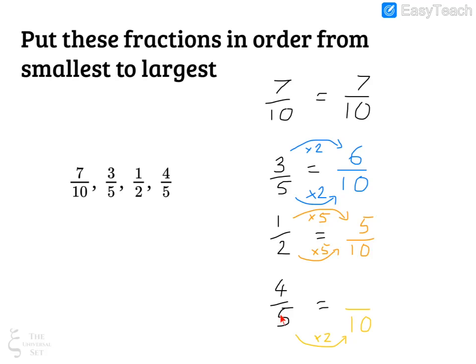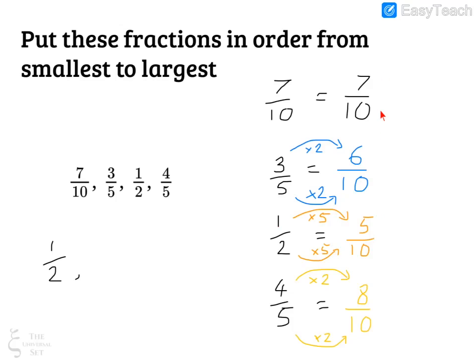Last one then, 5 multiplied by 2, well that's 10. So we're going to have to multiply by 2 on the top, and 4 times 2 is 8. Right, so now I've got equivalent fractions. 7 tenths, 3 fifths, 1 half, 4 fifths are the same as 7 tenths, 6 tenths, 5 tenths, and 8 tenths. And now it should be easy to spot that the smallest one is this one here. 1 half is the smallest. 1 half is going to come first.